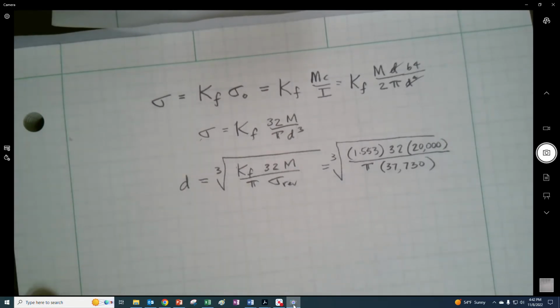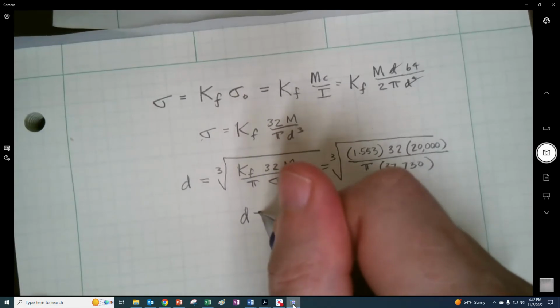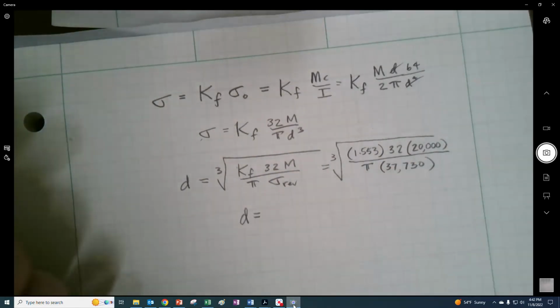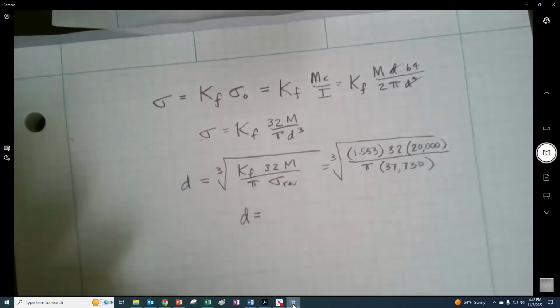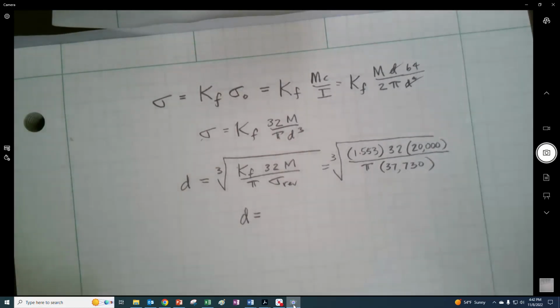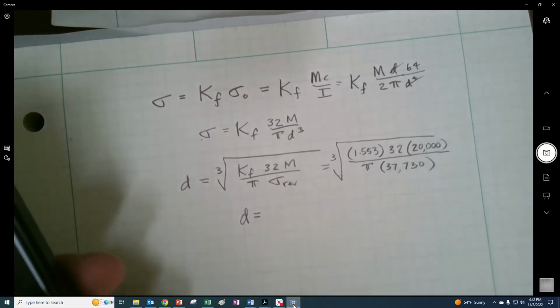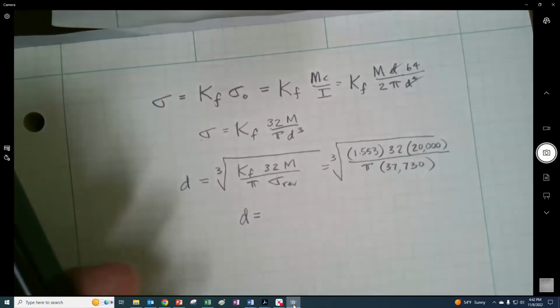And if I didn't make a mistake, and there's no saying that I didn't, I should get a diameter within a reasonable range, something between, I don't know, 1 inch, 2 inches and 3 inches, in that range. If you get a fraction of an inch, you did something wrong. If you get something that's huge, you did something wrong. So just make sure that the answer makes sense.